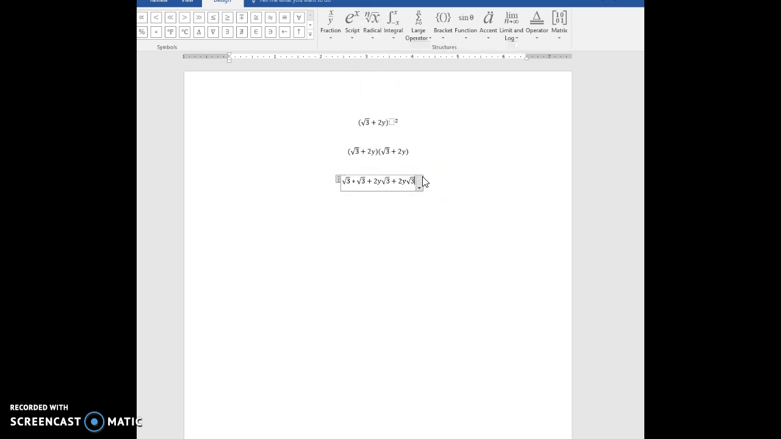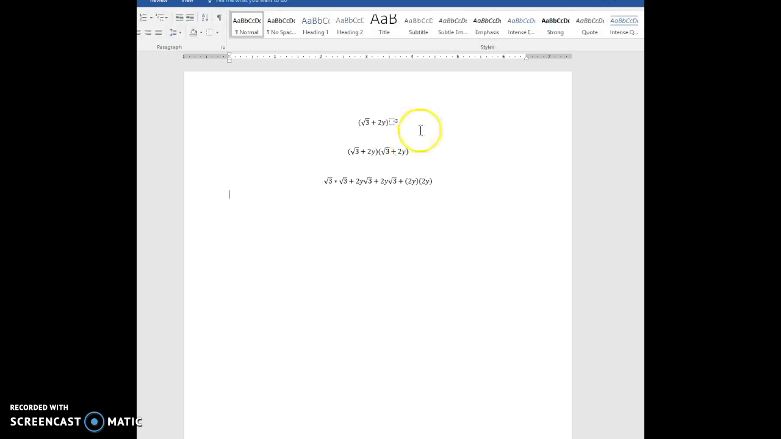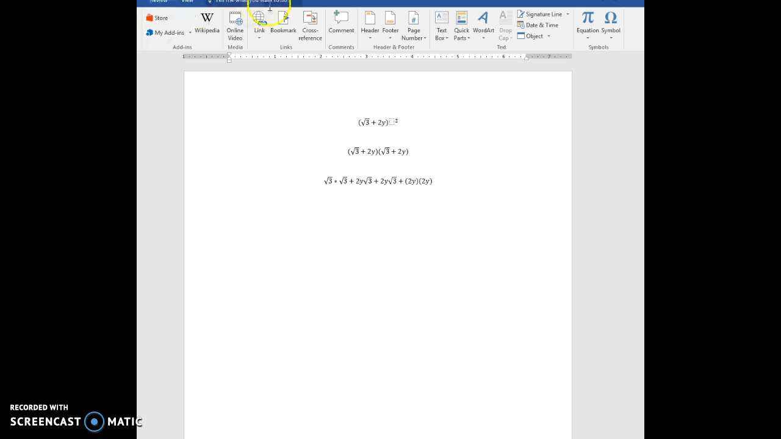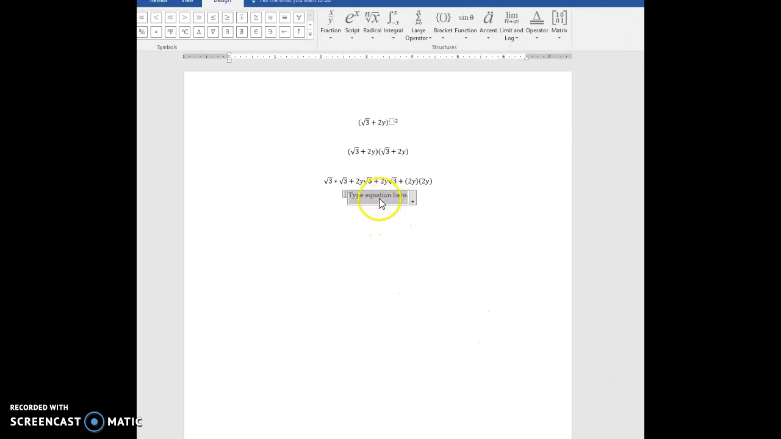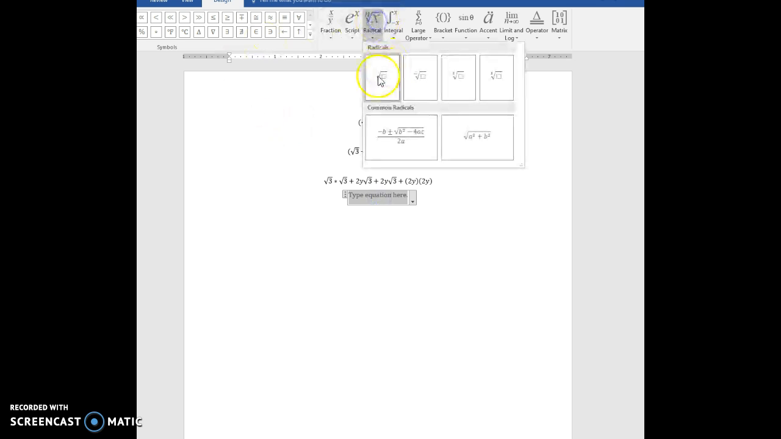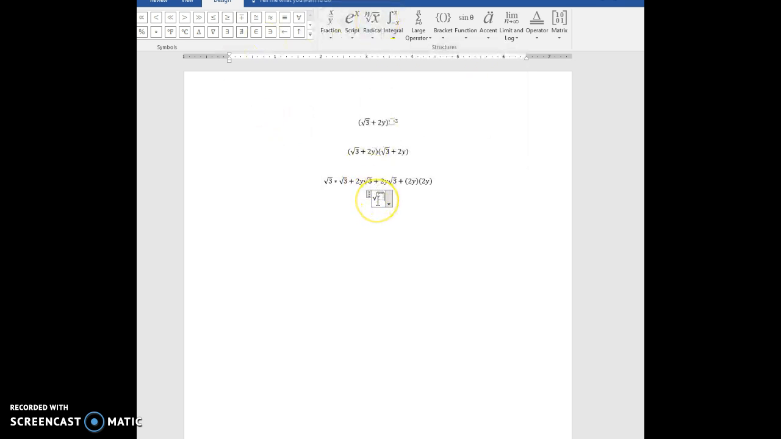Sorry about my cold. And then the last part of FOIL, the L part is last, so it's this 2y, the last term in this parentheses, times this 2y, the last term in this parentheses. So that's going to be 2y times 2y. All right, then I'm going to actually simplify that. So the square root of 3 times the square root of 3 is the square root of 9, which I'll simplify in the next step.